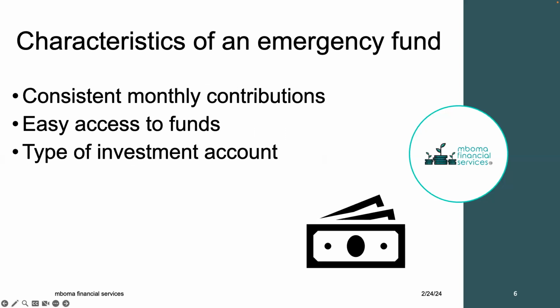So I always say that there are three things that you need to consider when you're thinking about an emergency fund and building towards an emergency fund. Firstly, of course, is consistent contributions, right? These contributions need to be consistent every month. That is the first one. Secondly, easy access to the funds, right? And of course, the type of investment account. This easy access to the funds and the type of investment work hand in hand, okay? And you will see that shortly when we go into each one individually.